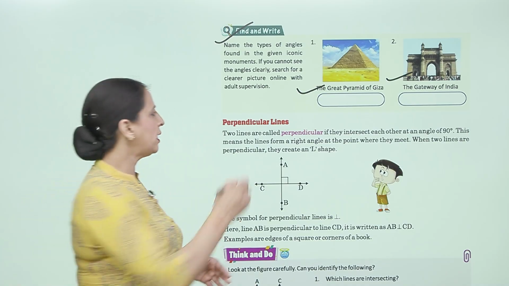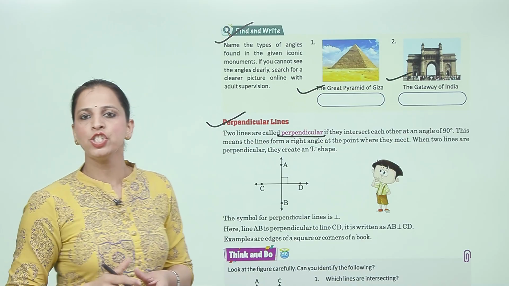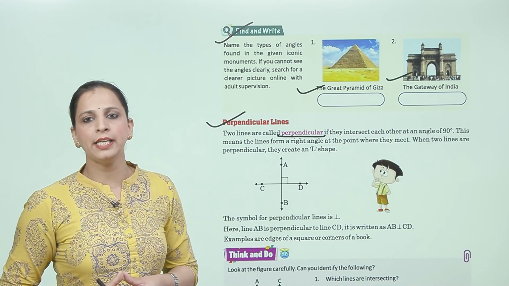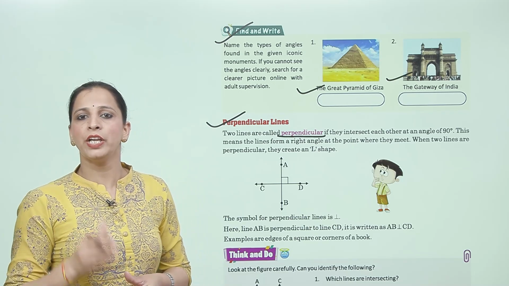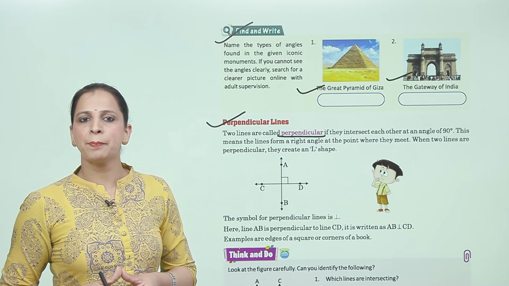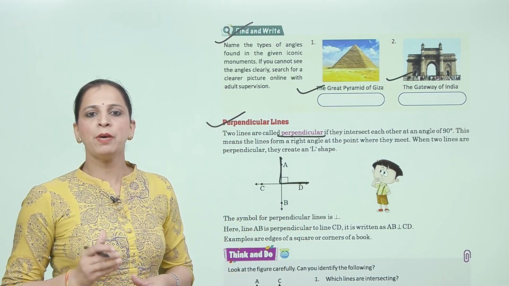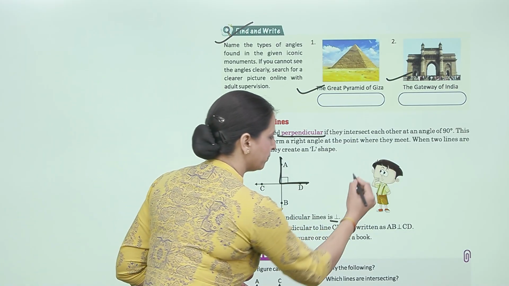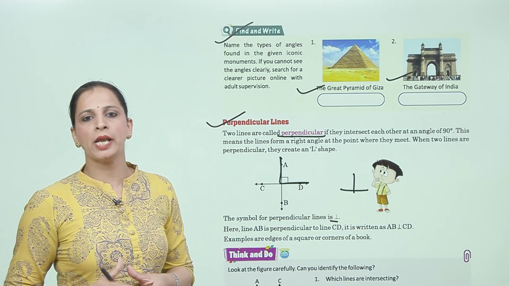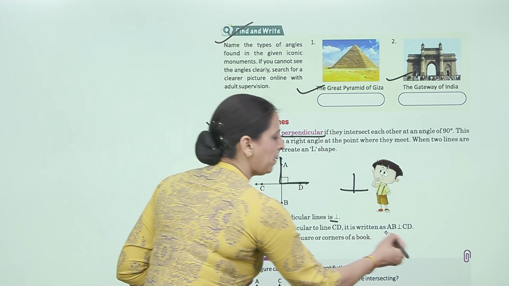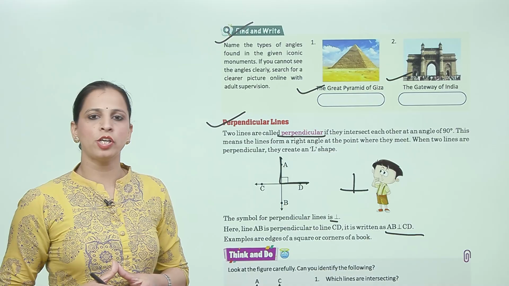Now perpendicular lines. Two lines are called perpendicular if they intersect each other at an angle of 90 degrees. This means the lines form a right angle at the point where they meet. When two lines are perpendicular, they create an L shape. The symbol for the perpendicular line is this. Here, line AB is perpendicular to line CD. It is written as AB perpendicular to CD. Examples are edges of a square or corner of a book.